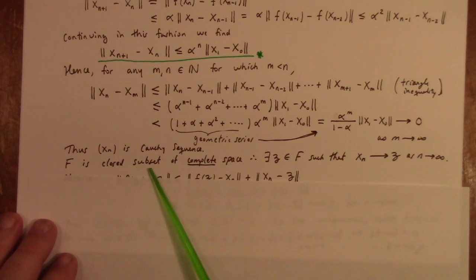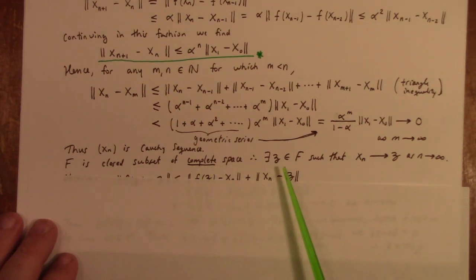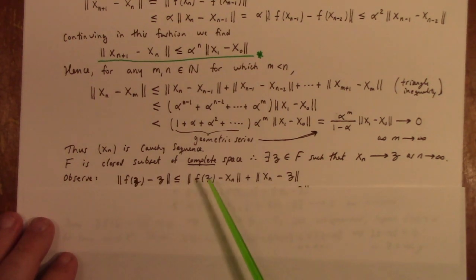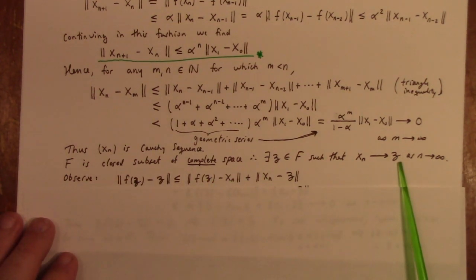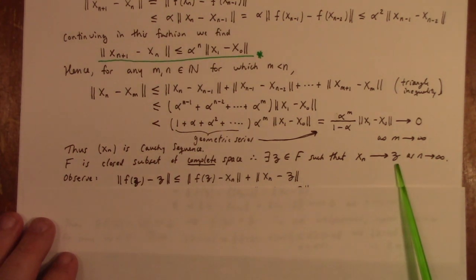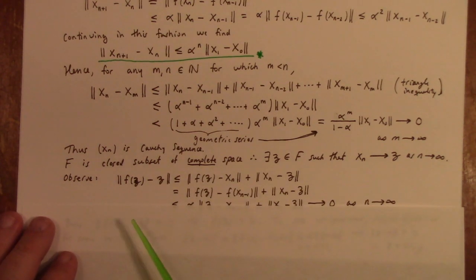We're in a closed subset of a complete space. We've got a Cauchy sequence by construction then. By definition, since we're in a complete space, it converges to a point in the space, which we call z. And our claim is simply that that is the fixed point we're looking for. So to prove that, look at this.